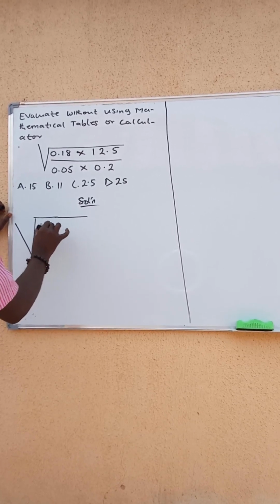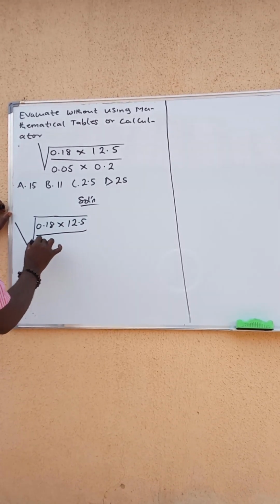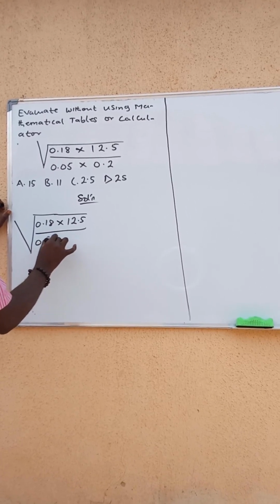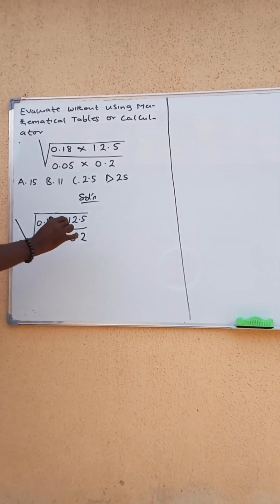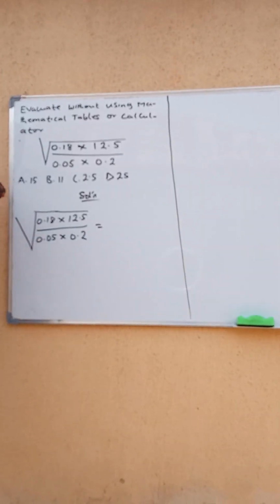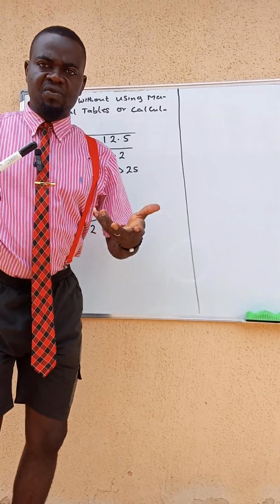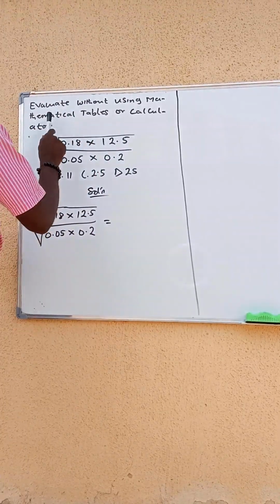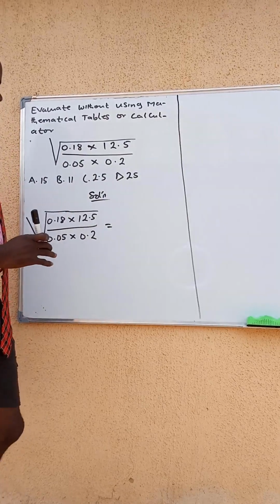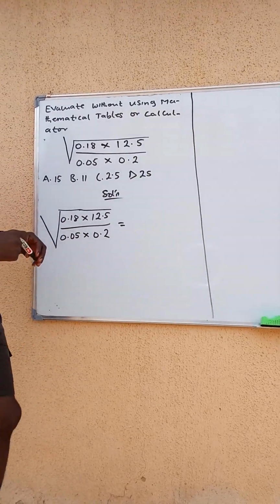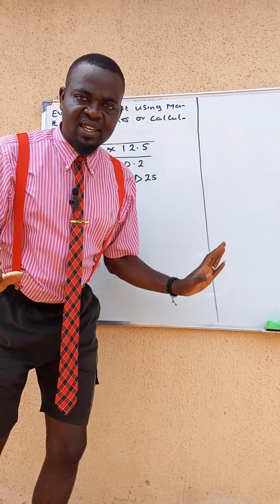0.18 multiplied by 12.5 over 0.05 multiplied by 0.2. This is a good meal. Now what we do, let's read the instruction before we fire on with the food. Evaluate without using mathematical tables or calculator. So in this place, we are not using calculator and we are not using mathematical tables. Let's go.